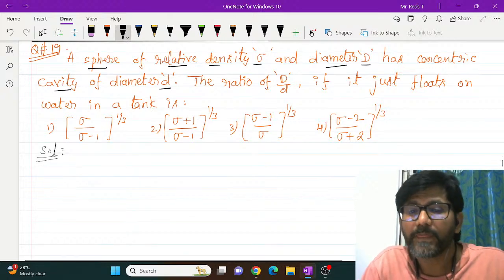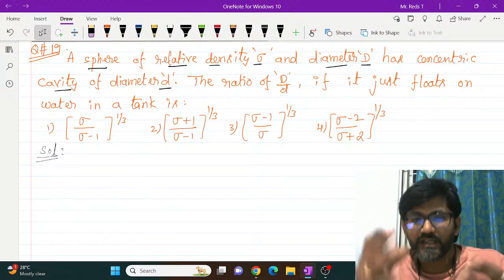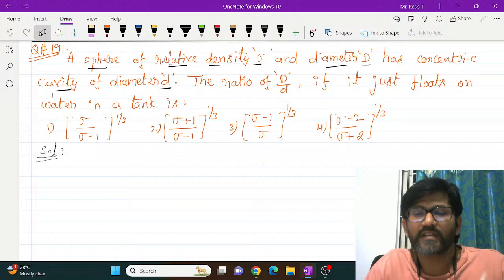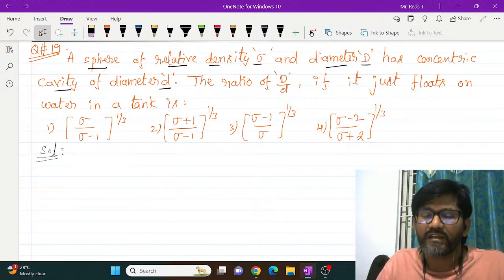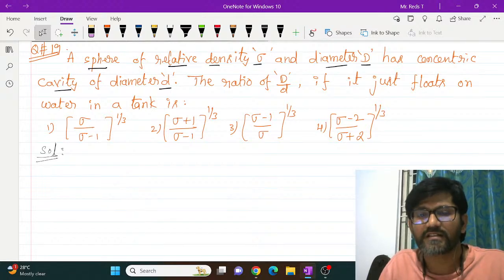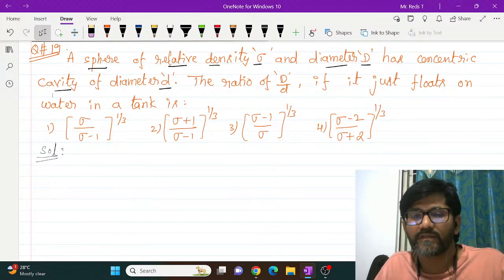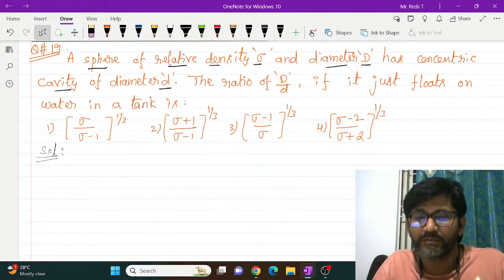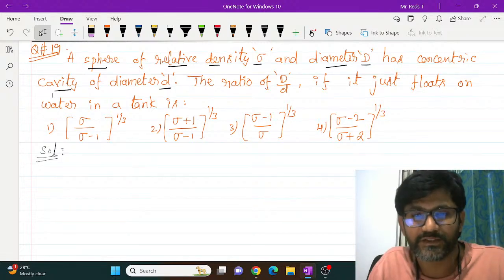In case of buoyancy, there are 3 conditions you have to remember immediately if you come across a floating case. When the density of the body is more than the density of the liquid, it sinks. When the density of the body is equal to the density of the liquid, it floats at a point wherever you immerse and keep it. And if the density of the body is less than the density of the liquid, then it floats on top.